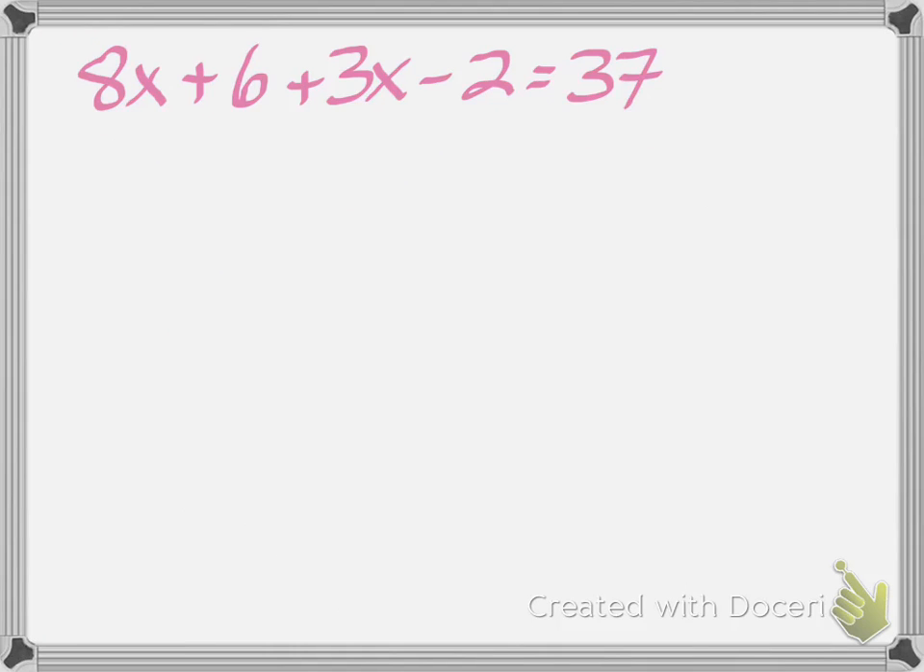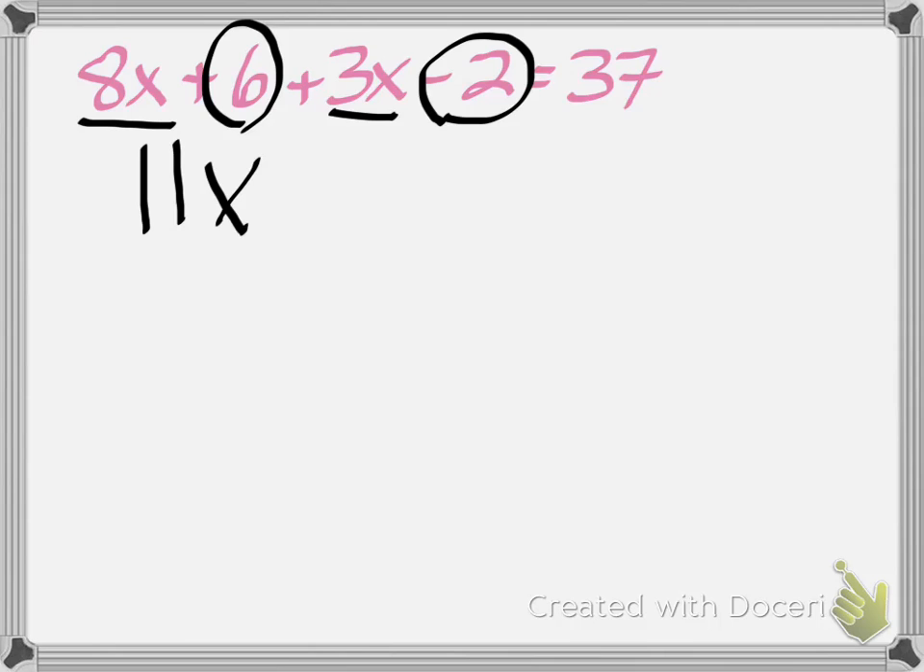Let's look at the second one. 8x plus 6 plus 3x minus 2 equals 37. Same process. Let's combine like terms. So here's an x, here's a constant, here's an x, here's a constant. 8x plus 3x is 11x. 6 minus 2 is 4 equals 37.